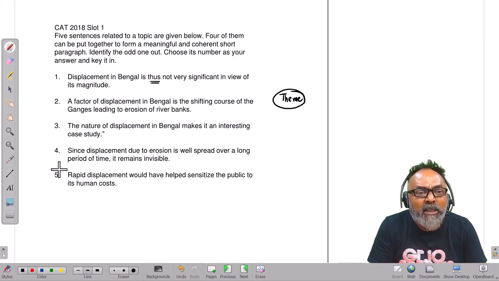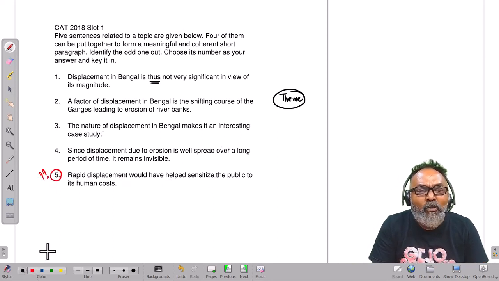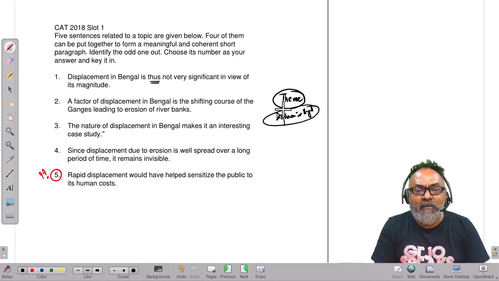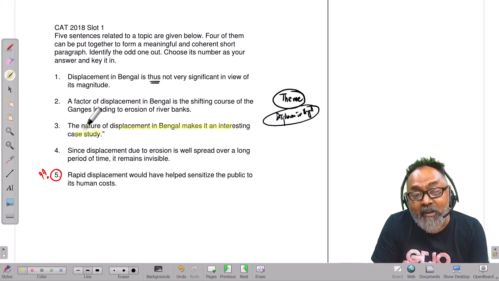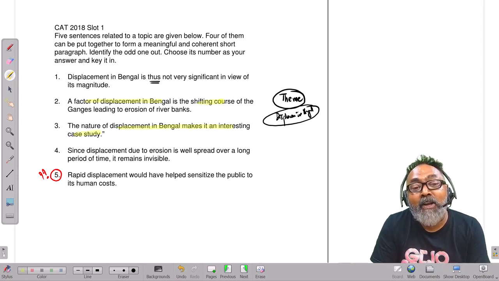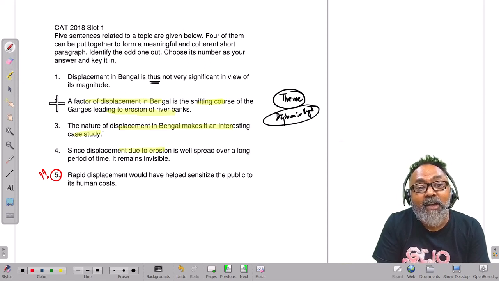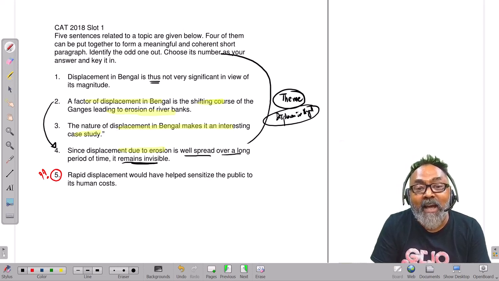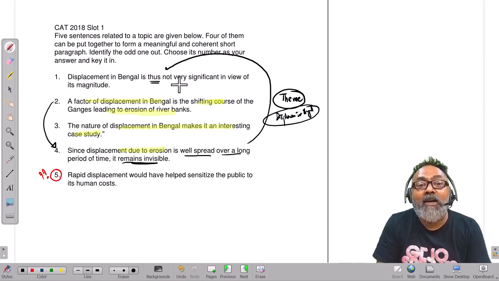So if you read the sentences, you've got displacement in Bengal, and it's basically explaining that phenomenon. The nature of displacement in Bengal makes it a very interesting case study. The factor of displacement in Bengal is the shifting course of the Ganges leading to erosion of the river bank. Since the displacement is due to erosion, I think you can see the connection between 2 and 4. Erosion is well spread over a long period of time. It remains invisible. Therefore, displacement in Bengal is thus not very significant in view of its magnitude.